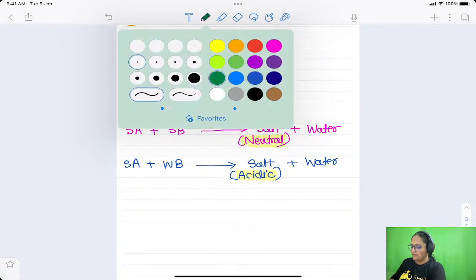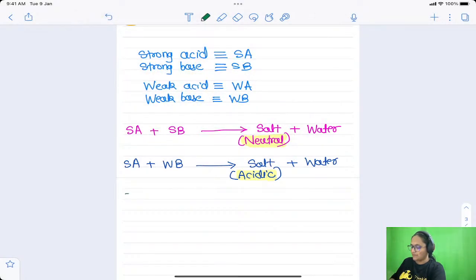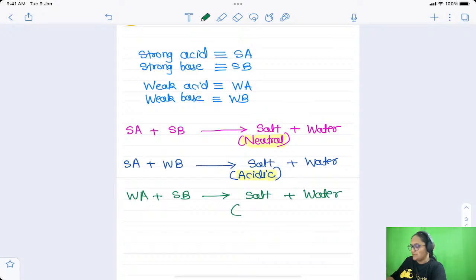And then if you start with weak acid and strong base, here base is stronger, acid is weaker. Here also we will get the two products, that is salt and water. Here the salt will be basic in nature. Why is this so? Because the base is stronger in this reaction.